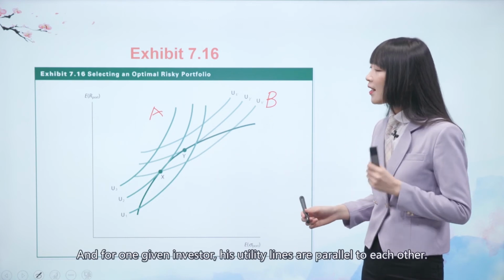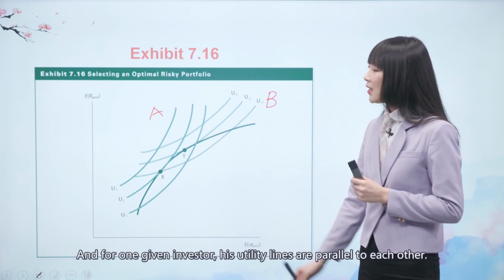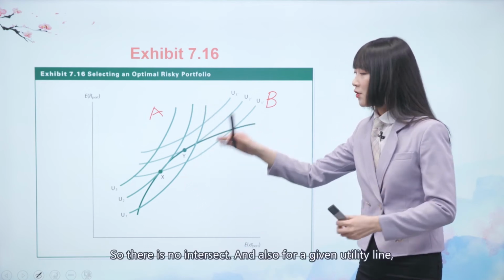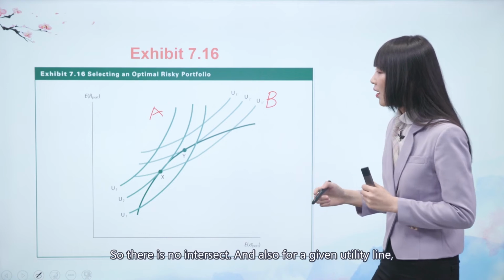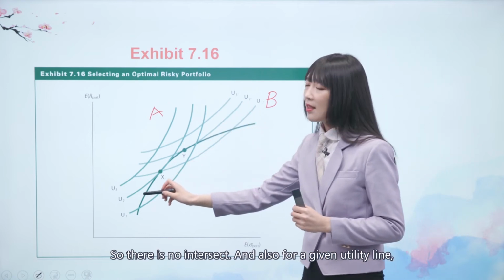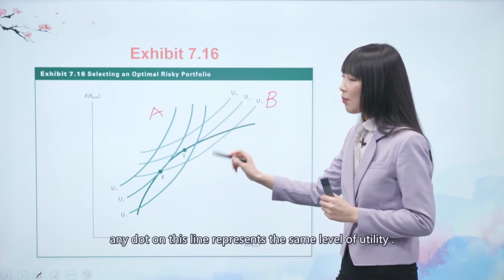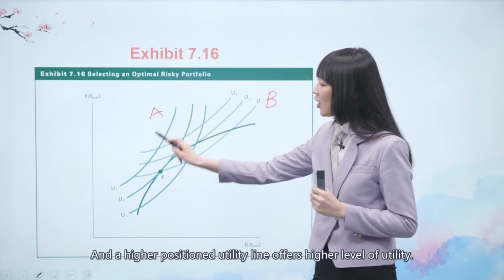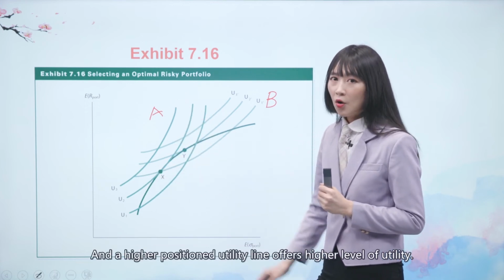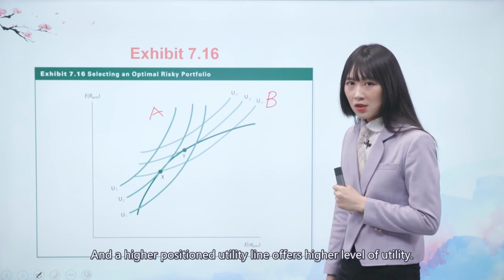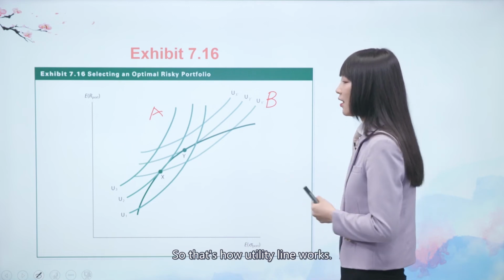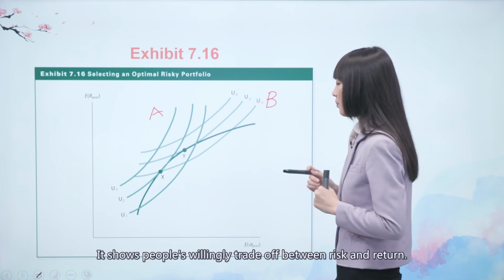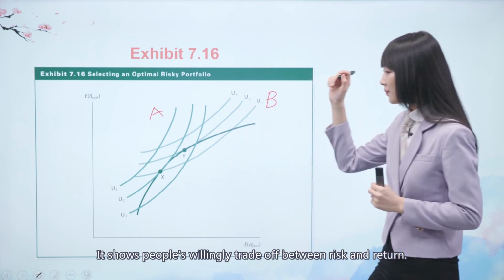And for one given investor, its utility lines are parallel to each other. So there is no intercept. And also, for a given utility line, any dot on this line represents the same level of utility. And a higher positioned utility line offers a higher level of utility. So that's how the utility line works. It shows people's willing trade-off between risk and return.